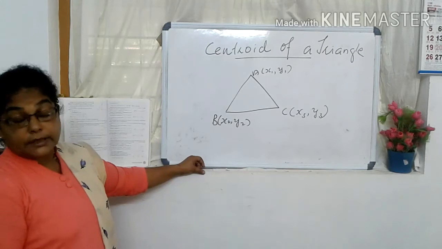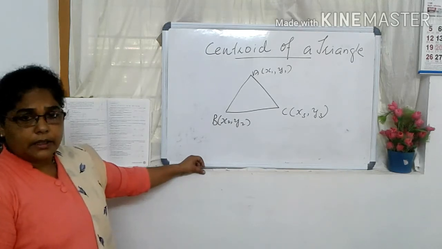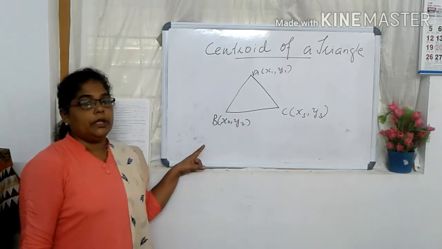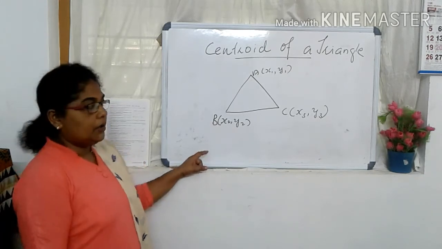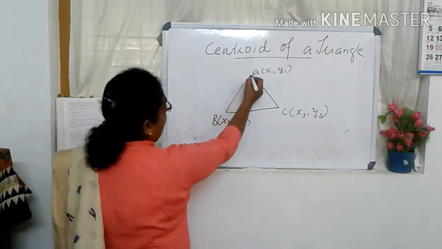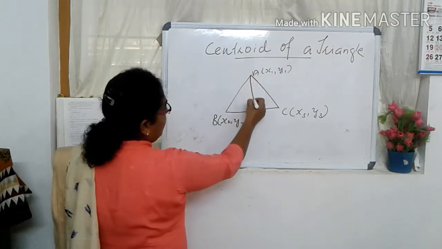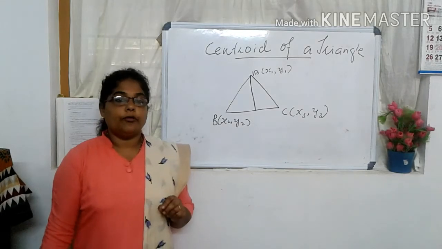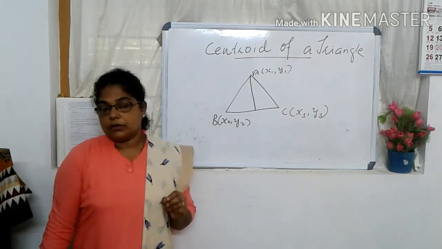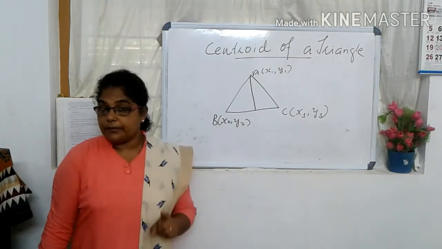Now we are going to study the centroid of a triangle. First we have to recall what the centroid is, which we learned in the 9th standard. Centroid is the meeting point of the medians of a triangle. So now we want to know what a median is.